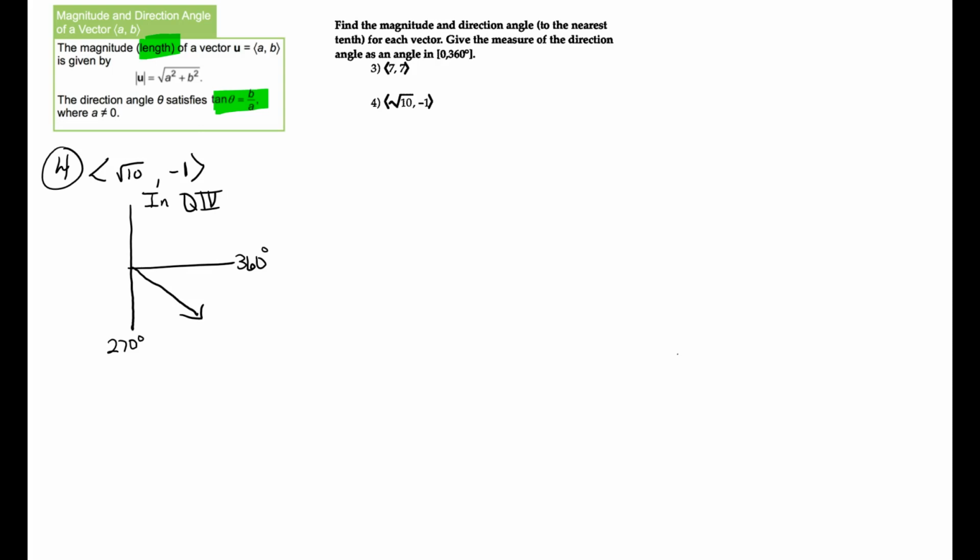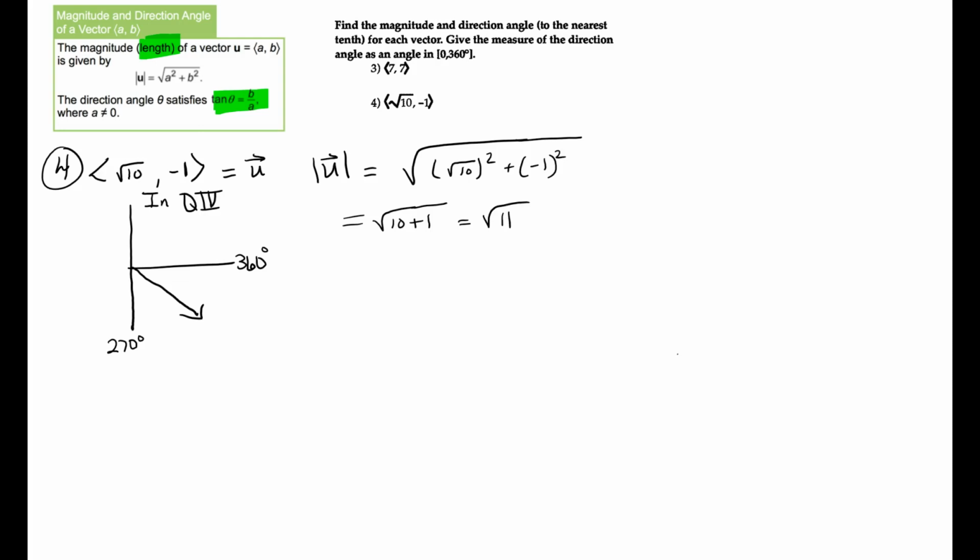But first, let's talk about the magnitude. We're going to call this the vector u. If I wanted the magnitude of the vector u, I'm going to say the square root of the square root of 10 squared plus -1 squared. What does that look like? Well, this looks like the square root of 10 plus 1, which is the square root of 11. So this right here is our magnitude.